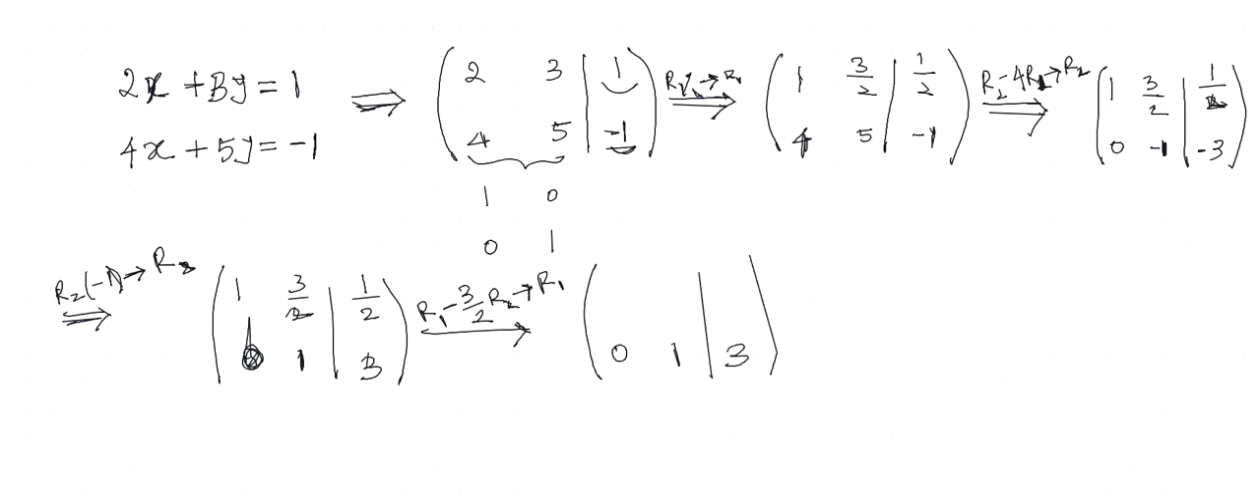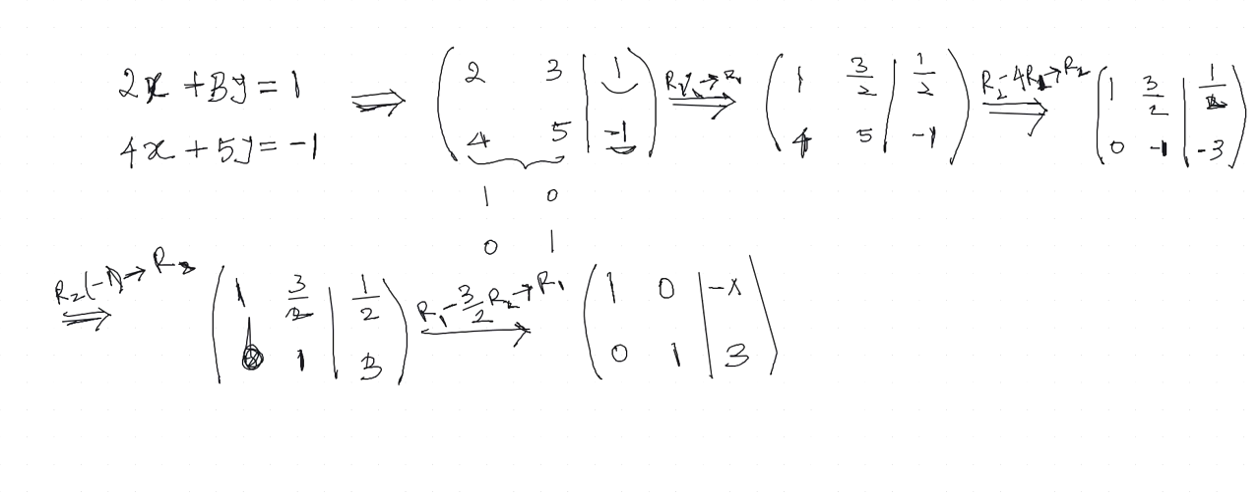So 1 minus 3 by 2 times 0 will be 1. 3 by 2 minus 3 by 2 times 1 will be 0. Then 1 by 2 minus 3 times 3 by 2, which is 9 by 2, so minus 8 by 2, so minus 4. That's it. We got the answer for x and y.